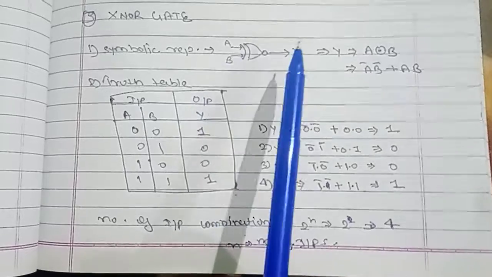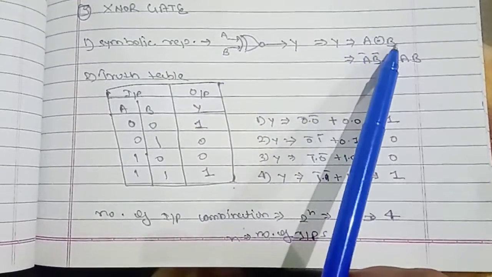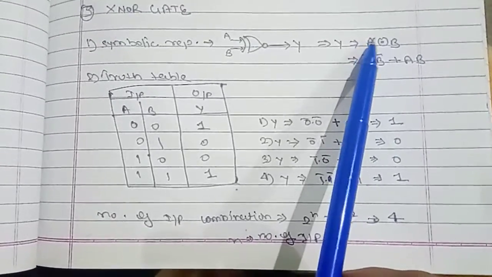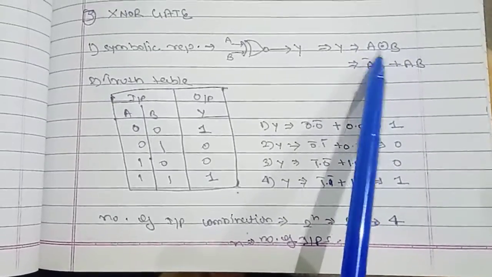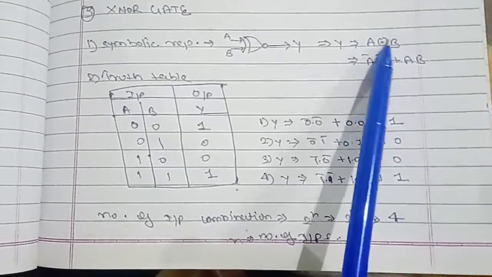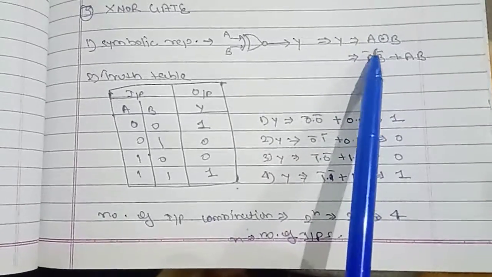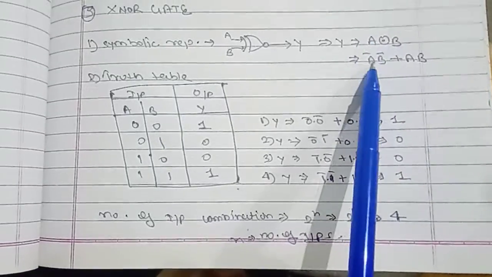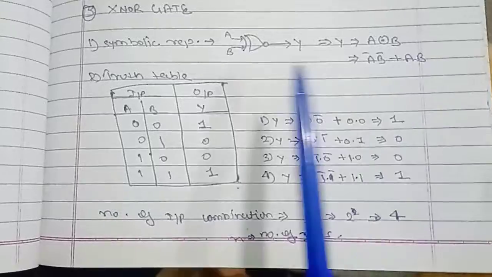A and B is the input and Y is the output. And output Y will be A XNOR B. This is the XNOR representation, dot with circle. And how this logic works, if we expand this A XNOR B, so this is similar as A bar dot B bar plus A dot B. So both are same. So we will see how this logic works in the truth table.